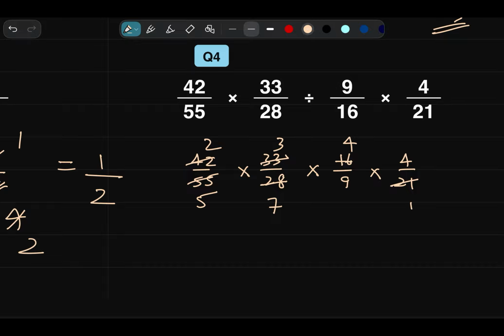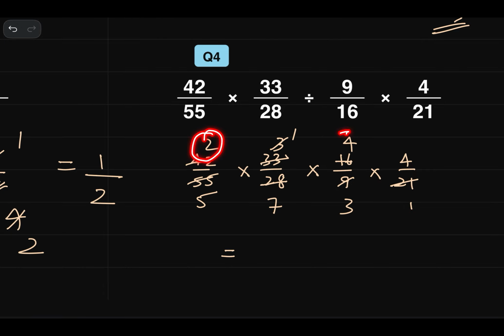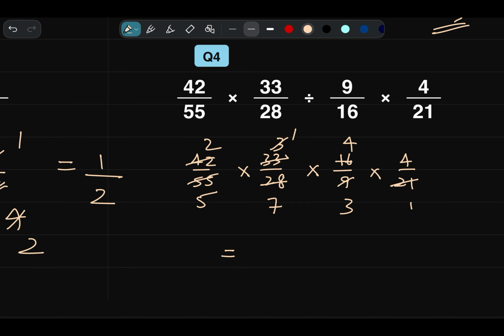Yes. 3 ones are 3. 3 threes are 9. What else? That's it. No other further cancellation is possible. We have to multiply the remaining numbers. They look quite big. 2 into 4 is 8. 8 fours are 32 upon 7 fives are 35 and 35 into 3. Okay, 35 threes is how much? 105.